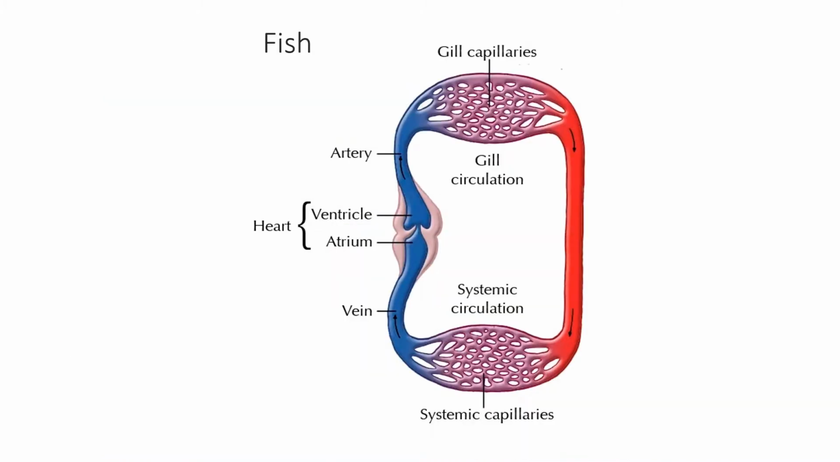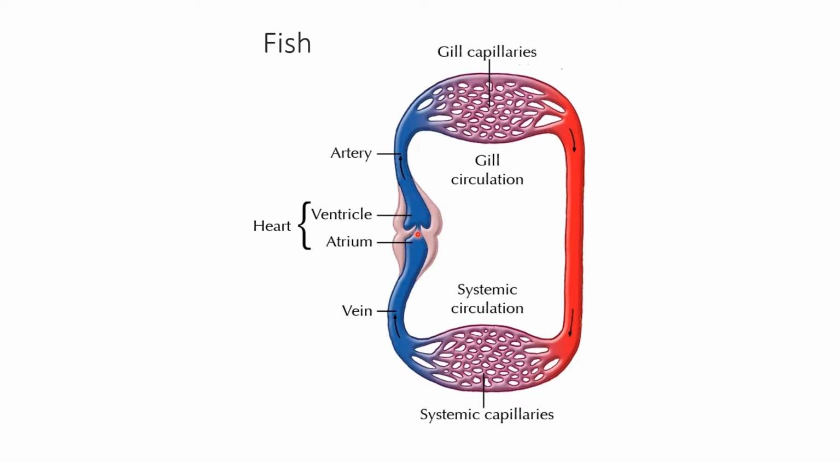Fish have a single blood circulatory system. The heart of a fish has one atrium and one ventricle. Oxygenated blood flows from the heart to the whole body, provides oxygen, changes into deoxygenated blood and flows back into the heart.